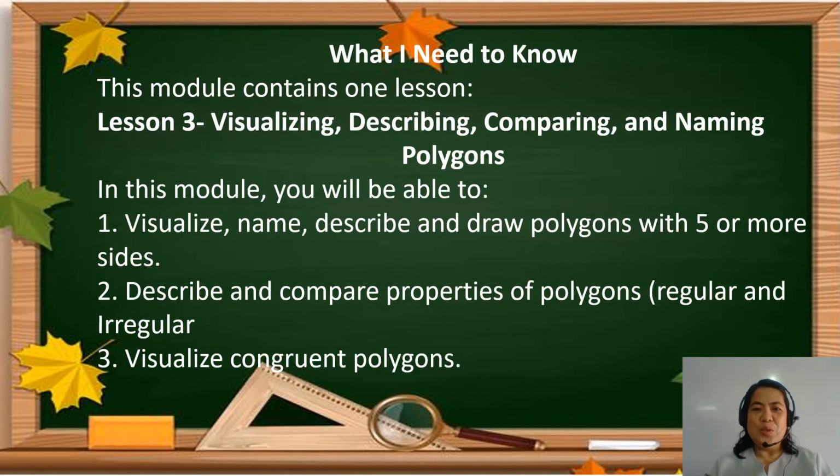What I need to know. This module contains one lesson. Lesson 3: Visualizing, Describing, Comparing, and Naming Polygons. In this module, you will be able to: number 1, visualize, name, describe, and draw polygons with 5 or more sides. Number 2, describe and compare properties of polygons, regular and irregular. Number 3, visualize congruent polygons.